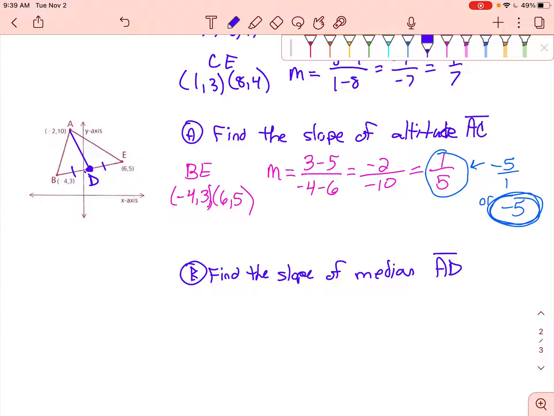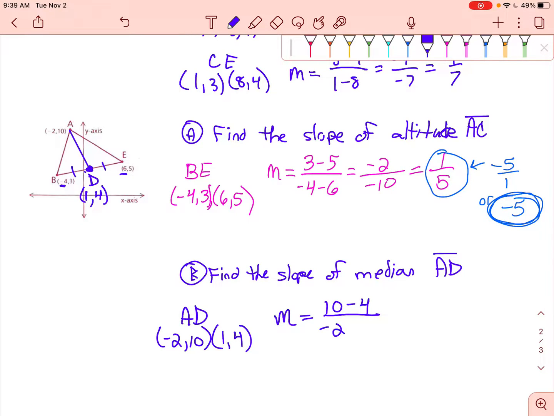To find the midpoint, we already worked on this. You find the middle of the x's. So you got -4 and 6. Add them together, 2 divided by 2, 1. And then find the middle of the y's. The middle of 3 and 5, I know, is just 4. Okay, so find the slope of median AD. So to find the slope of AD, A is the point (-2,10). D is the point (1,4). So to find the slope, I would do y minus y over x minus x. And I'm getting 6 over -3, which is just -2. So the slope of that median is -2.